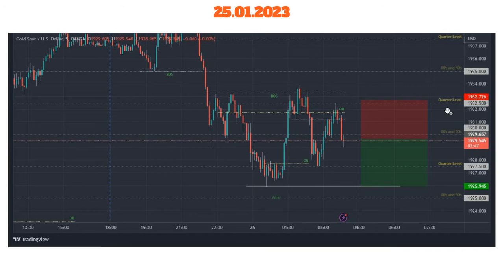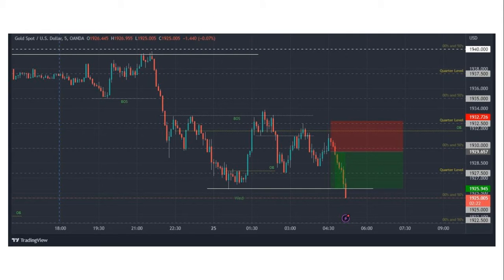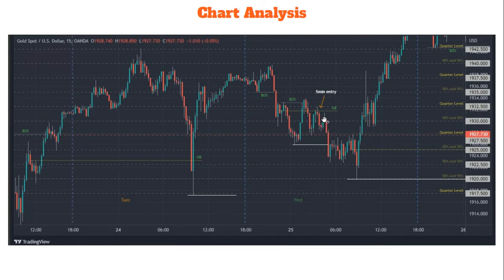Now this is the second trade on the 25th of January. And there we have price action reaching TP. This is the 15-minute time frame just to give you all a bigger view of the chart. And this is where I had entered the trade, but on the 5-minute.